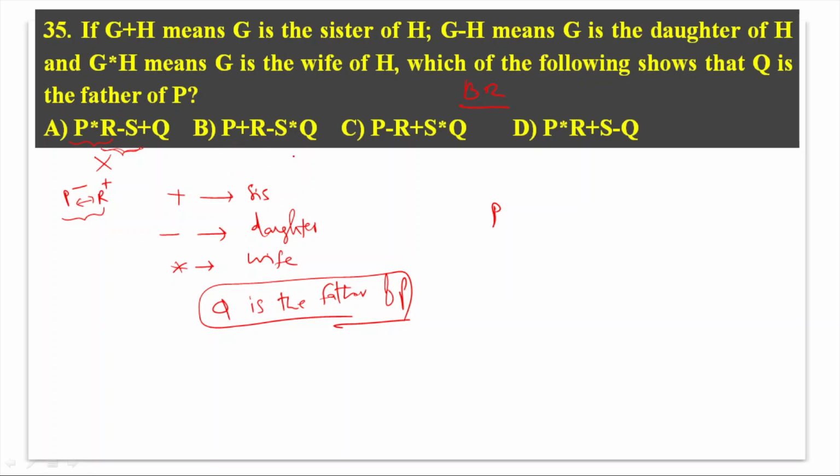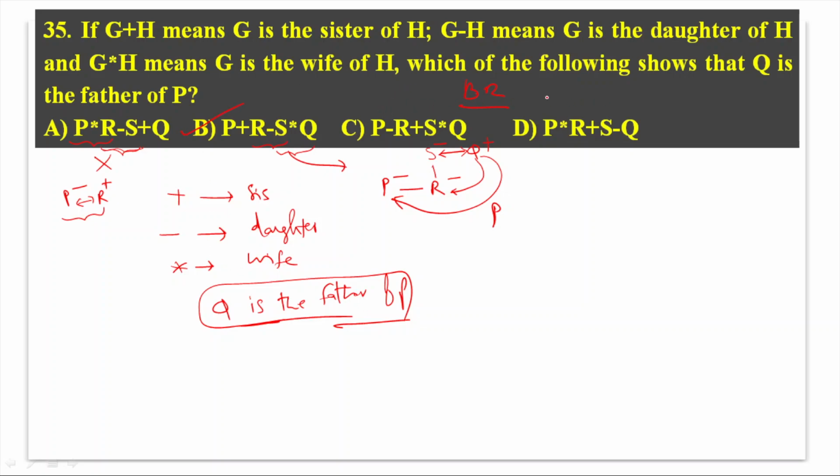Let us go for the second one here. So here P plus, okay, P is the sister of R. Next R minus S. R is the daughter of S. Next S star Q. S is the wife of Q. Suppose if S is a wife, then Q must be a male person. What he asked in the question? So this will be the equation. So here Q is the father of P and Q is the father of R. What he asked in the question means Q is the father of P. So the second equation will be satisfied here.